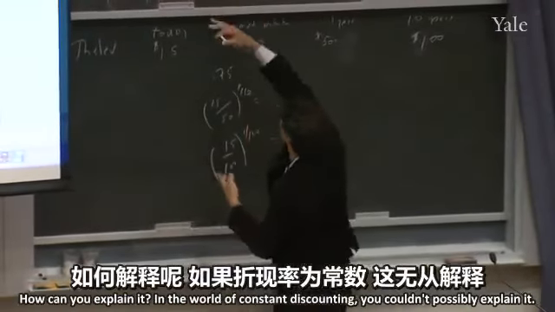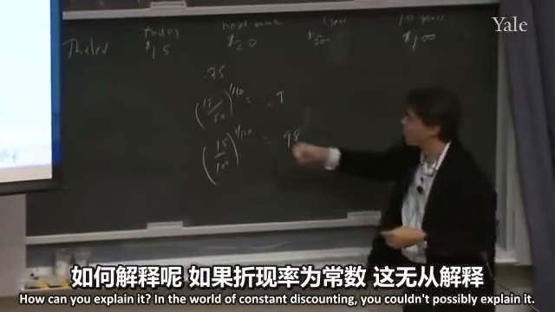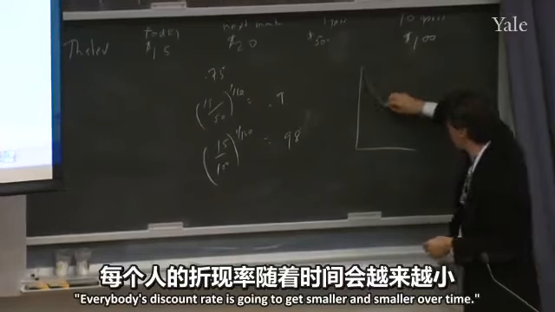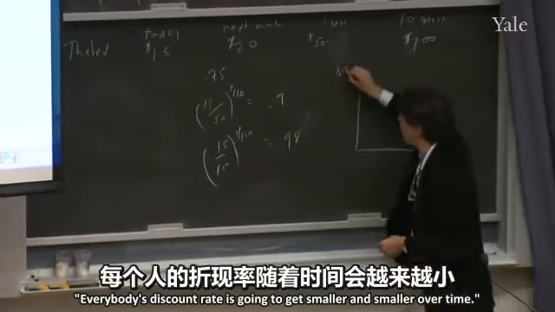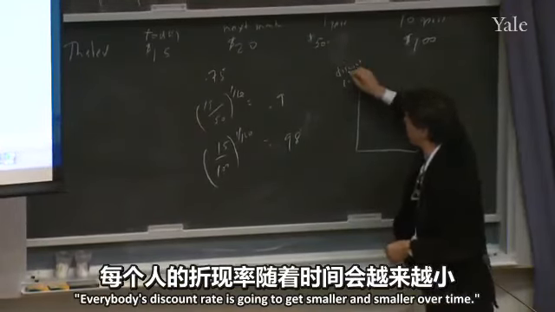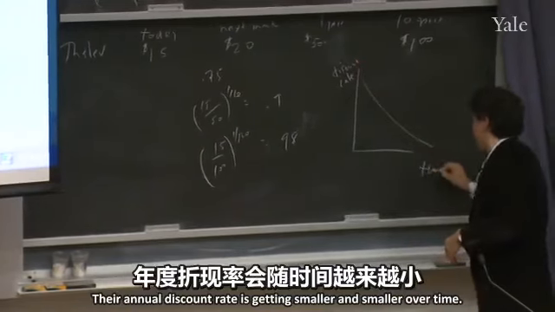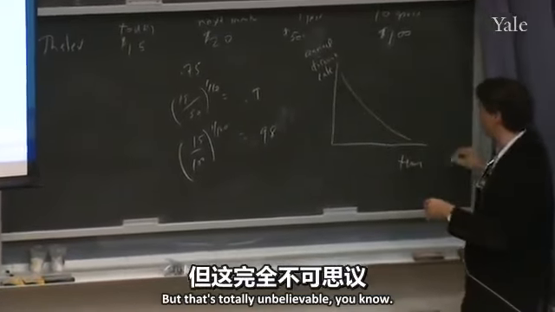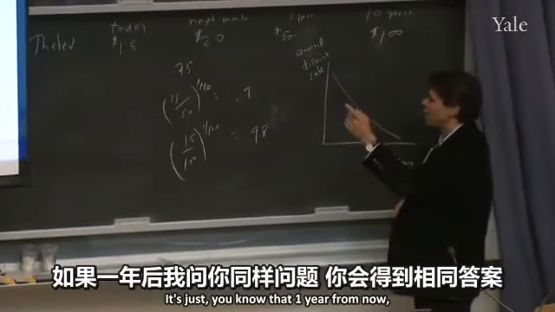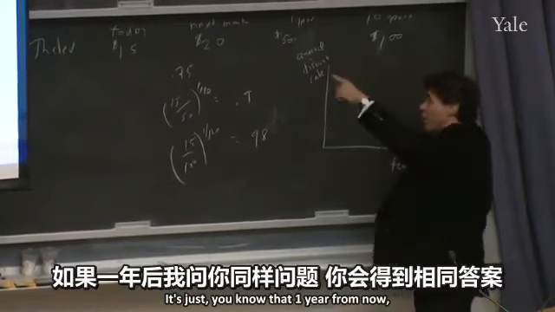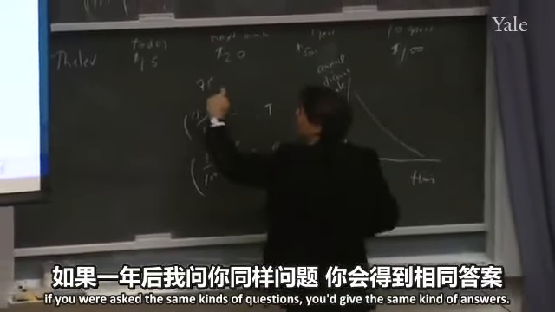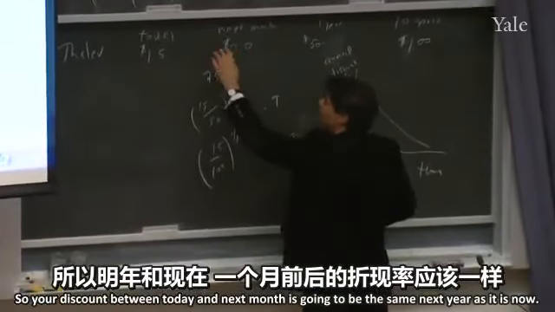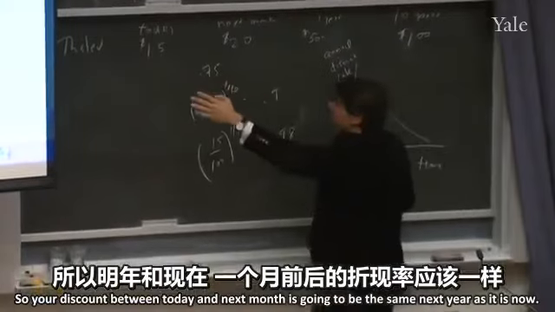Well, how can you explain it? In the world of constant discounting, you couldn't possibly explain it. Now, of course, you could explain it by saying everybody's discount rate is going to get smaller and smaller over time. But that's totally unbelievable. Why should you know that a year from now, if you were asked the same kinds of questions, you'd give the same kind of answers? So your discount between today and next month is going to be the same next year as it is now.